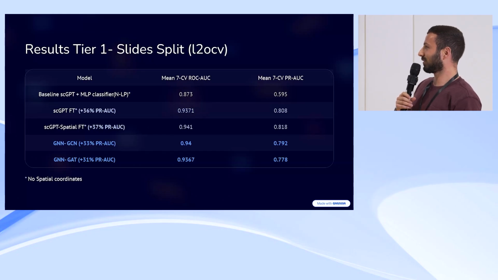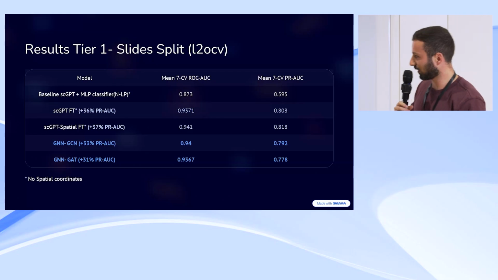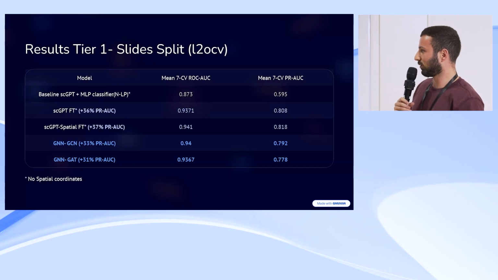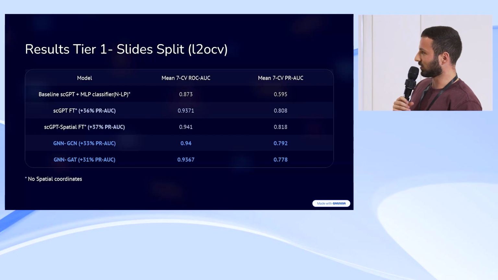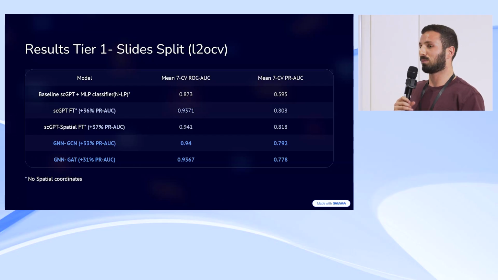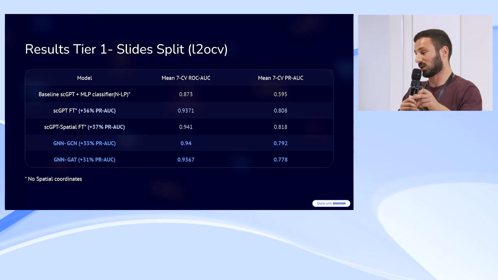What was pretty surprising to us is that the fine-tuned scGPT and scGPT spatial outperformed the models that used spatial coordinates, but we'll say that the spatial coordinates improved the baseline results by a large margin, 33, 32%. These are two different types of graph neural networks. One uses convolution, one uses attention. So we can see a large improvement, and we can actually plot it on the slide because we have the actual predictions.